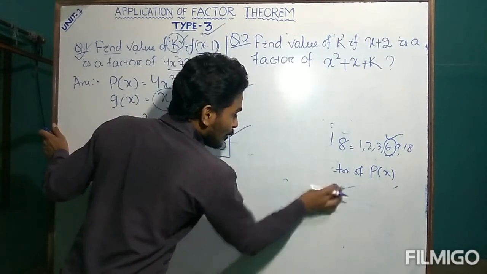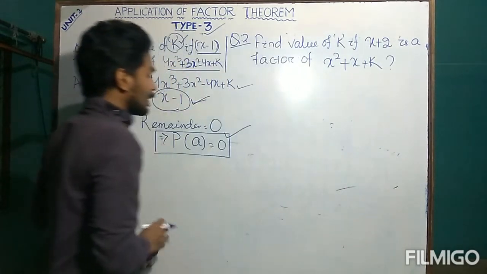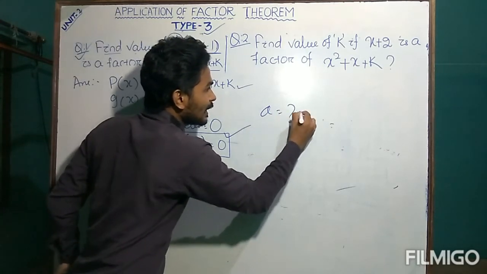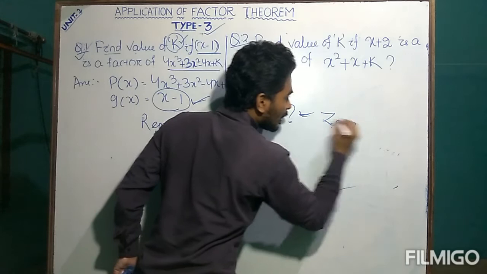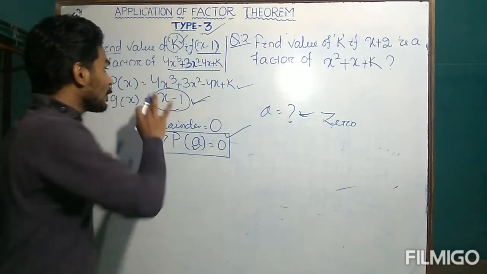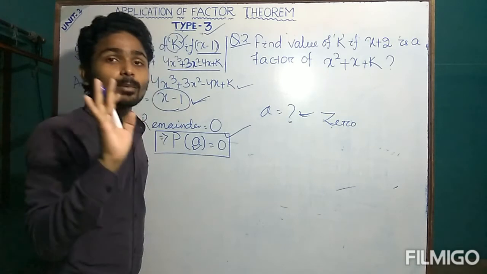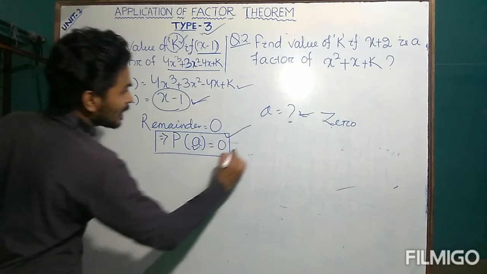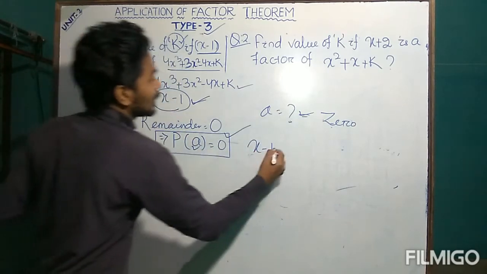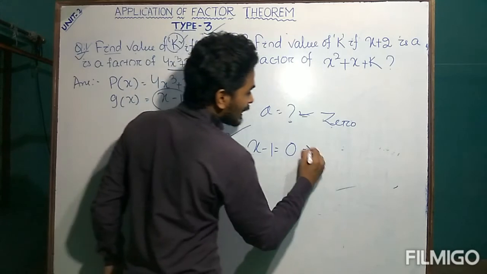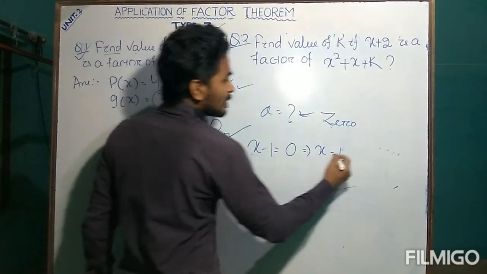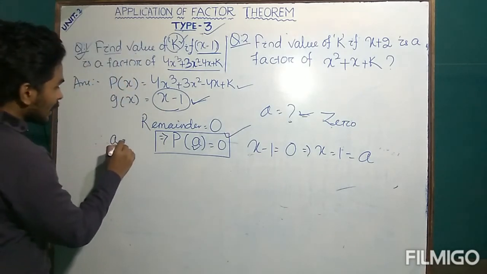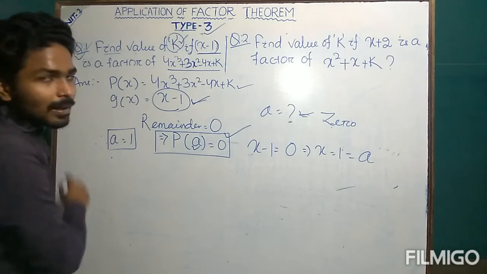Now we need to find the value of the remainder. So for the remainder, we need the value of a. How can we get the value of a? a is nothing but the zero of the polynomial. How can we get a? As you know, we can get the value of the zero of the polynomial, or the value of a, by simply putting the divisor x minus 1 equal to 0. So here we get x is equal to 1, and this is also known as a. Hence we get a is equal to 1.